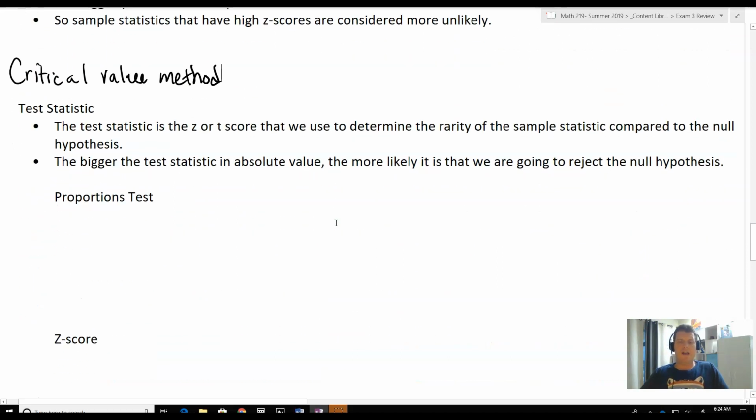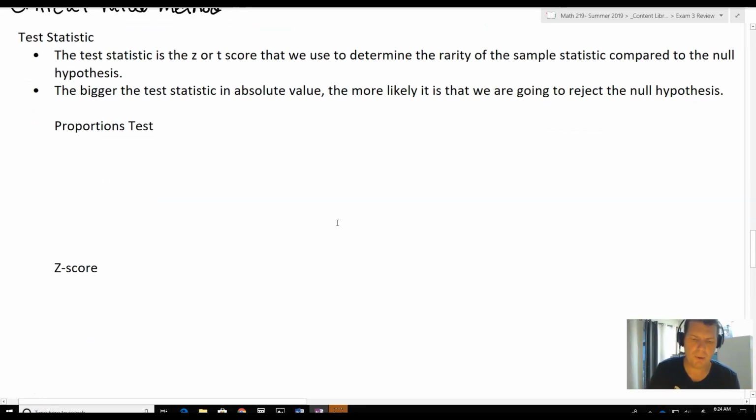For the critical value method, we first come up with something called the test statistic. The test statistic is the z or t score that we use to determine the rarity of the sample statistic compared to the null hypothesis. So the bigger the test statistic in absolute value, the more likely it is that we're going to reject the null hypothesis. So let's say, for example, we're going to run a proportions test.